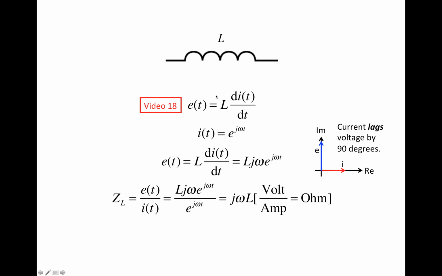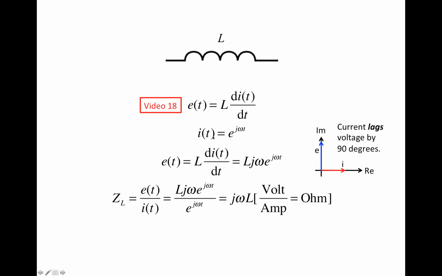For the inductor, the current voltage relation is also given in video 18, right? The voltage across the inductor is proportional to the temporal rate of change of the current flowing through it. And the constant of proportionality is given by the inductance L, capital L, right? Now if we assume that the current has the form of this complex exponential, we can obtain the voltage expressed in terms of the same complex exponential, which is L times imaginary unit j, and then angular frequency omega, and then multiplying the current, e to the j omega t.